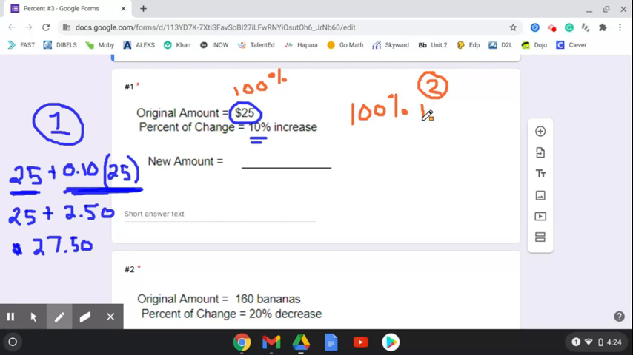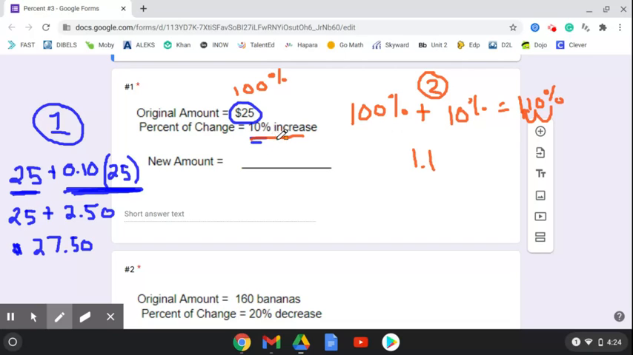Okay, but we are increasing that price by 10%. And so we're going to add 10% onto 100. And what is 100% plus 10%? That is 110%. Okay, and how do you write 110% as a decimal? Remember, you take your percentage and divide by 100, or you could say move your decimal 2 places to the left. Okay, so it would be 1.1. 1.1 is 110% as a decimal.